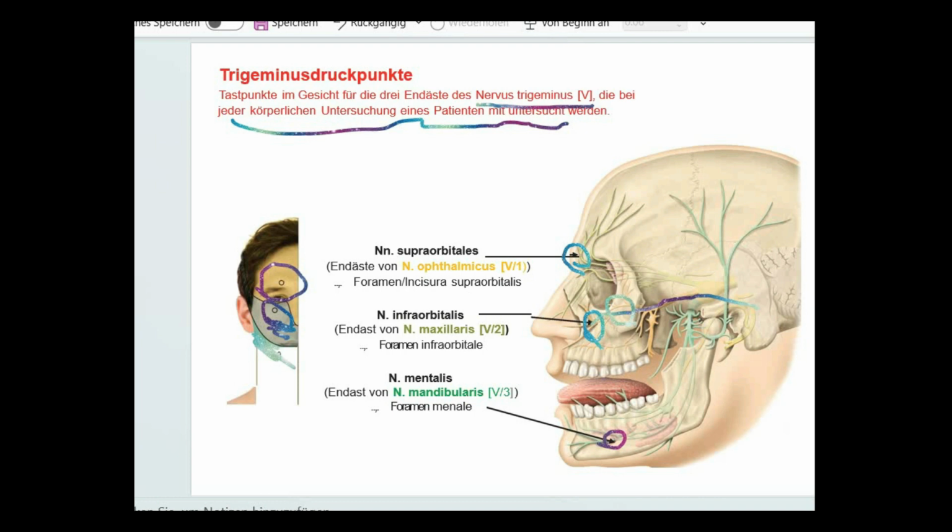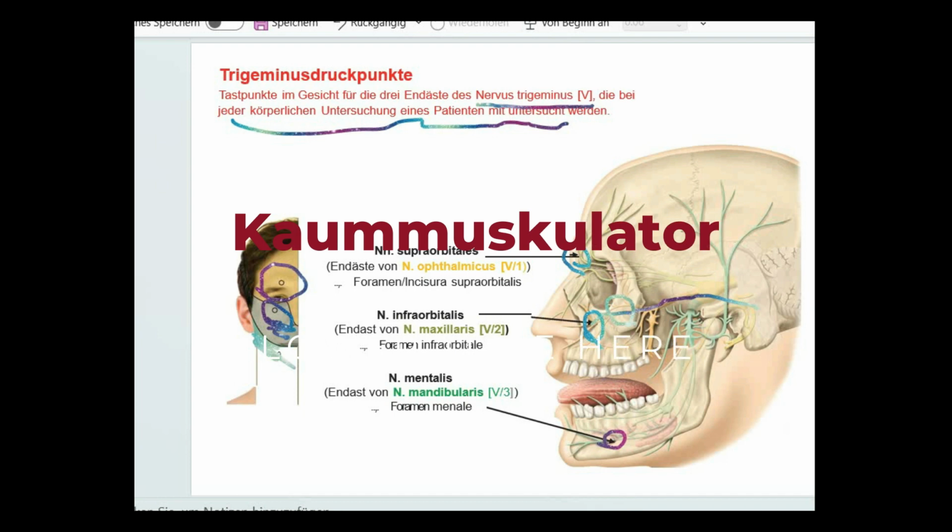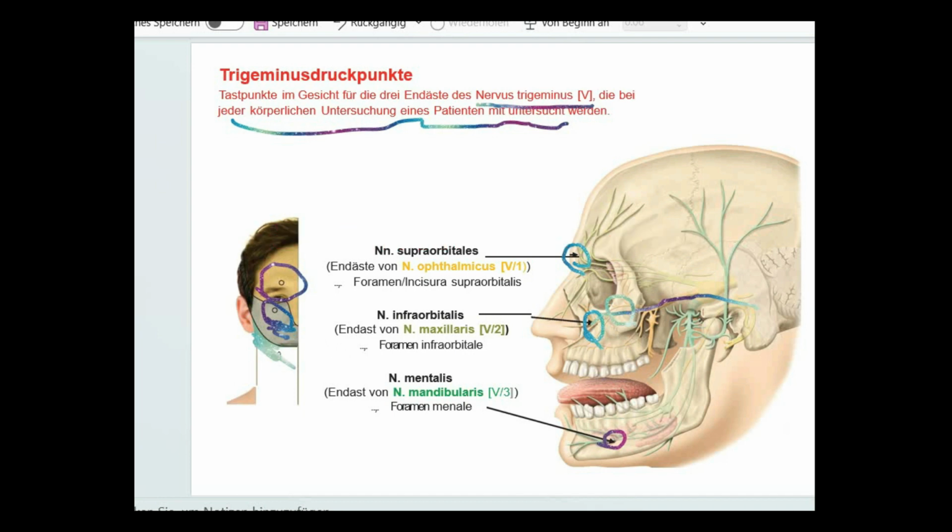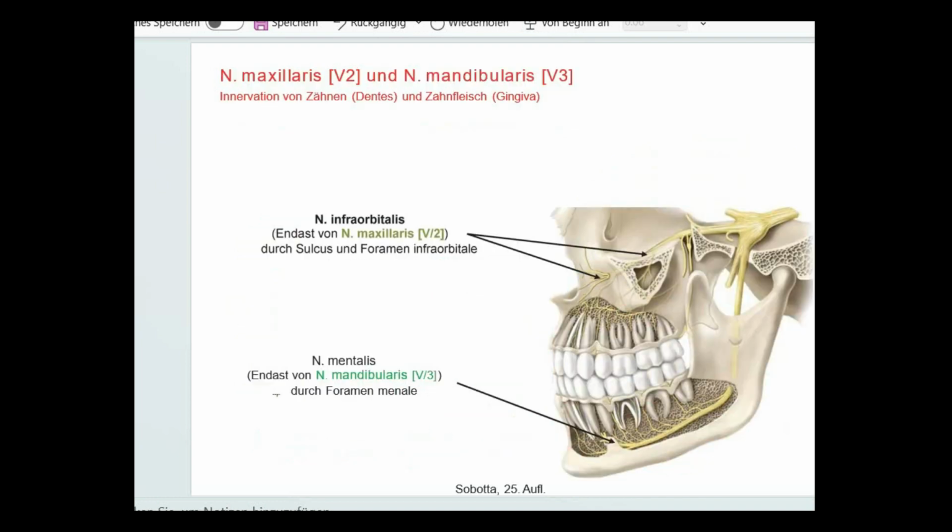And the mandibular nerve supplies the lower face, lip, teeth and gums of the lower jaw, the tongue, all sensory. But there is something very important here with the mandibular nerve. It also supplies the masticatory muscles, and it is motor. Chewing muscles, motor. It's not sensory. This is very important. That's the details. Again, we talked about it.